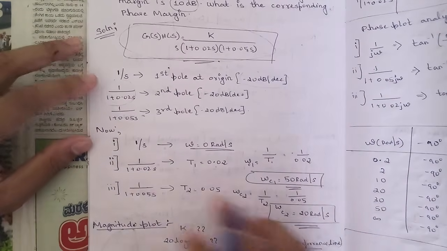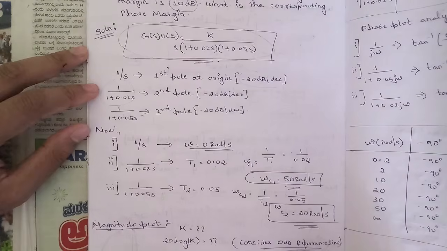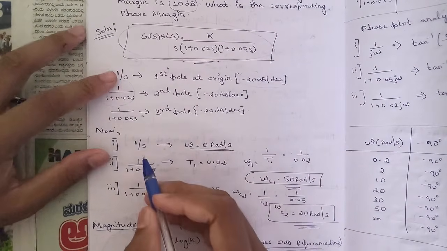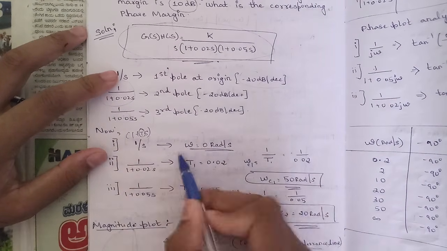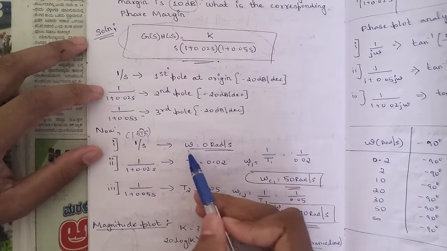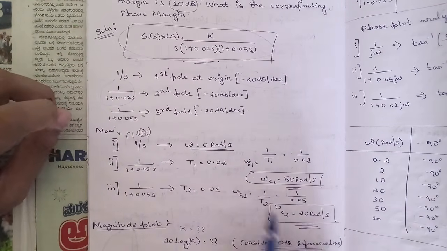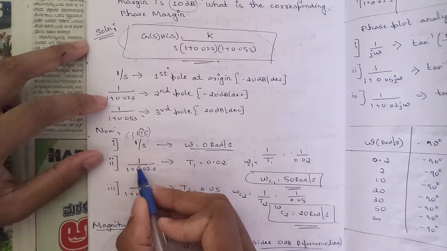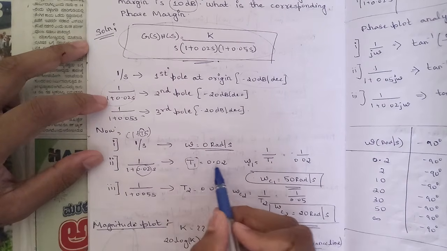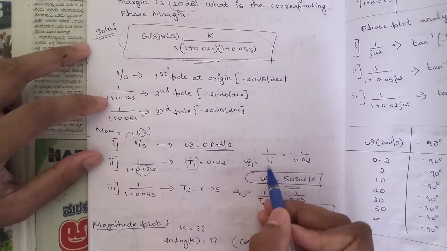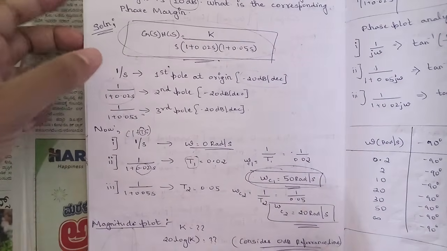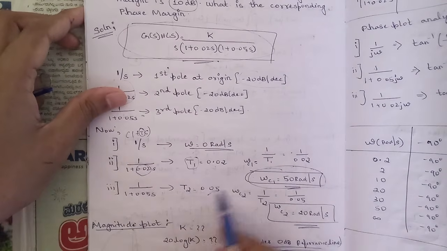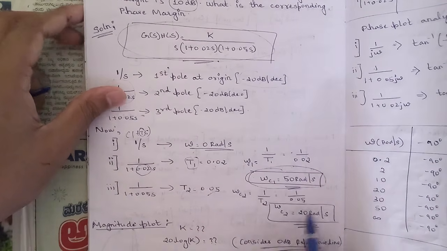Now one by one, try to find the corner frequencies for all of these. Since this is 1 by s, it is not of the form 1 plus Ts. We don't have any time constant, so we cannot calculate any omega. We can consider the value of omega as 0 radian per second. For the second term, take the time constant as T1, which is 0.02. Omega C1 is equal to 1 by T1, that is 1 by 0.02, which gives 50 radian per second. Similarly, if we substitute T2 as 0.05, we get 20 radian per second. So these two are the corner frequencies obtained here.